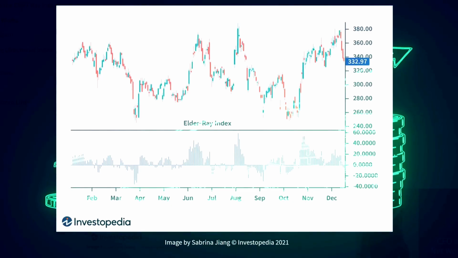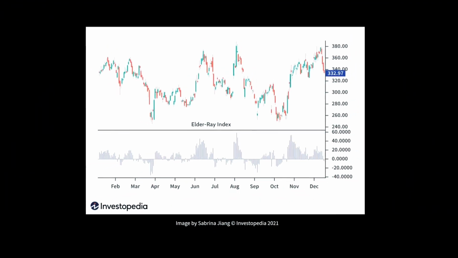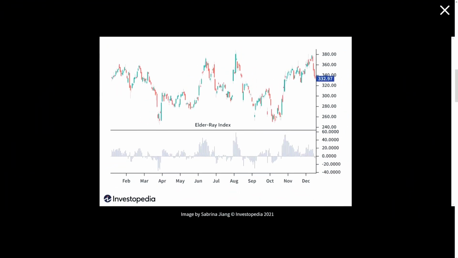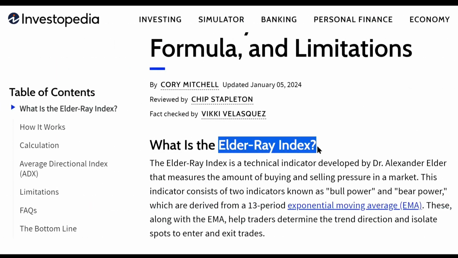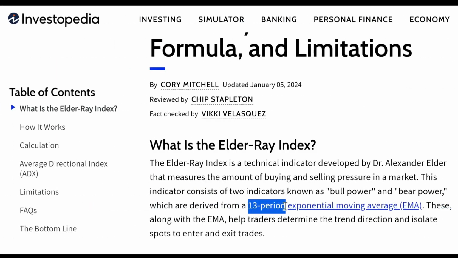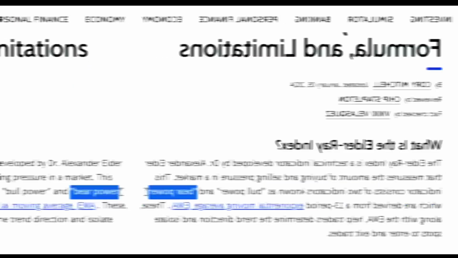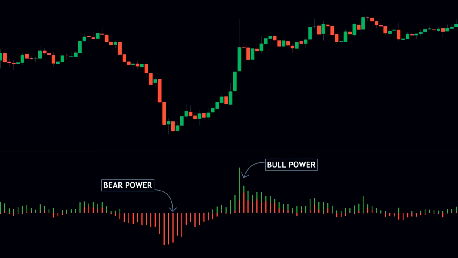He named it Elder-Ray to emphasize how it allows traders to see through the market, kind of like an X-ray machine. The Elder-Ray Index combines a 13-day exponential moving average, EMA, with two important components: bull power and bear power. Bull power measures how strong the buyers are in pushing prices above the EMA, while bear power evaluates how strong the sellers are in pushing prices below it. Basically, the Elder-Ray Index helps traders assess whether most market participants are buying or selling.